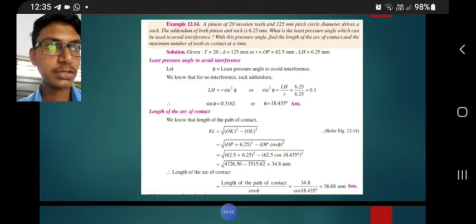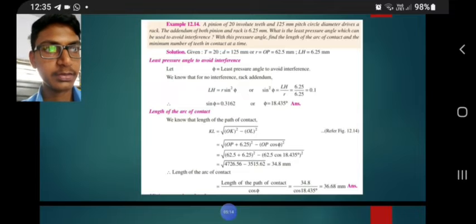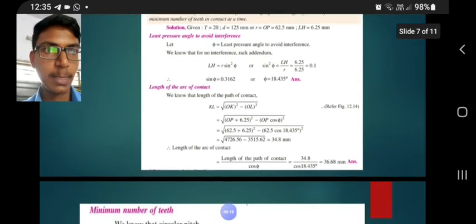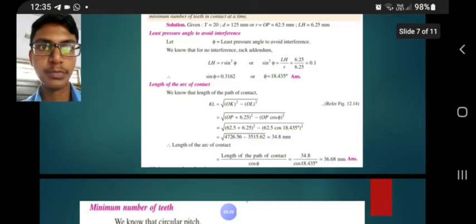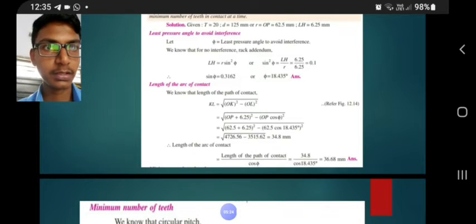Sine square phi is equal to LH by R. LH is the addendum of both pinion and rack, which is the given value. By substituting these values, we will get sine square phi is equal to 0.1 and phi is equal to 18.435 degrees. So we have found the pressure angle to avoid interference, and then we are going to find out the length of the arc of contact.